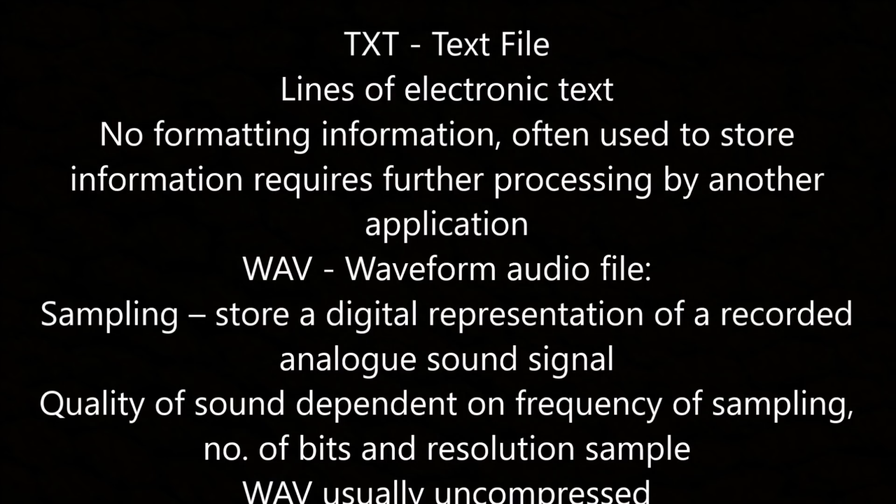A TXT file, or text file, is lines of electronic text with no formatting information, and it's often used to store information requiring further processing by another application. A WAV waveform audio file uses sampling, which stores a digital representation of a recorded analog sound signal. The quality of the sound is dependent on the frequency of the sampling and the number of bits and resolution sampled. WAV is usually uncompressed.